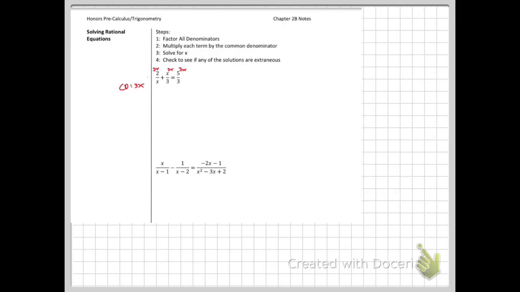So this x on top that we just wrote down crosses out with this x on the bottom, and now I'm left with 3 times 2, which is 6. Problem says plus. This 3 and this 3 cross out. Now I'm left with x times x, which is x squared. Problem says equals. 3 crosses out with 3. 5 times x is 5x. Now you've got an equation.